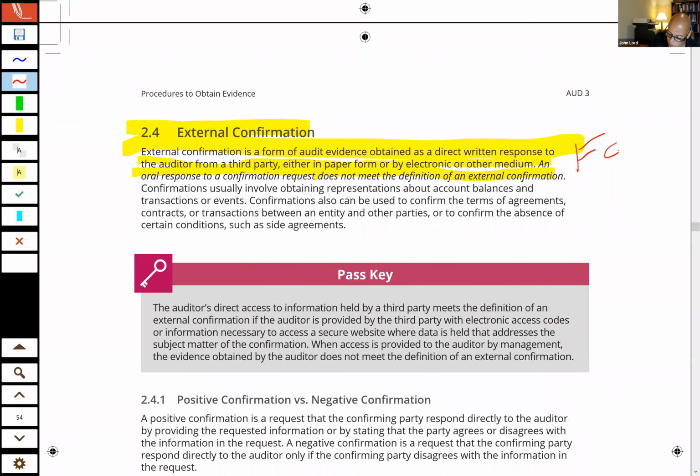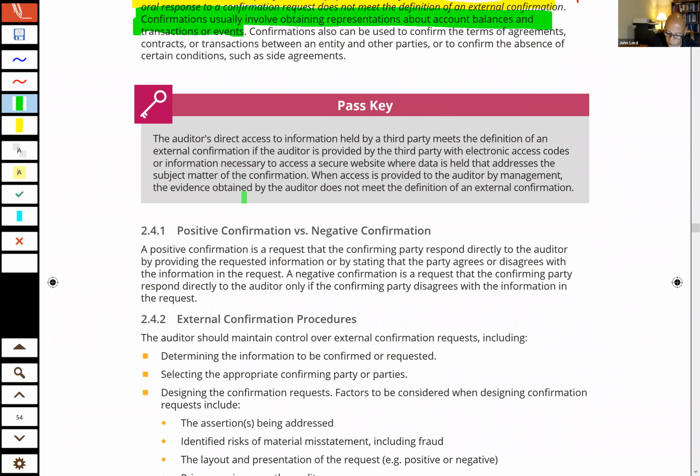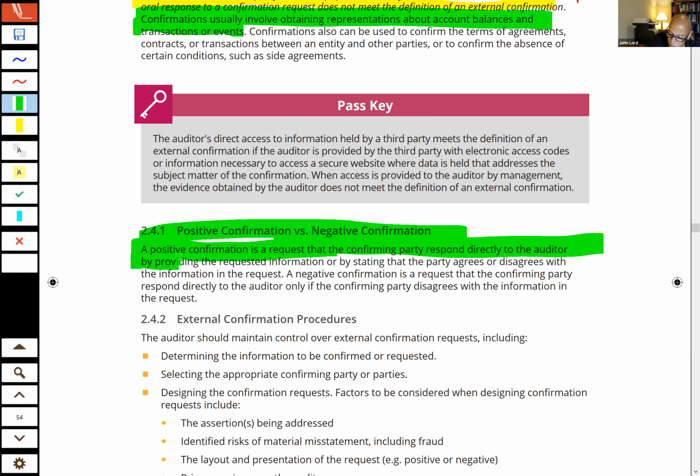And so confirmations usually involve representations about account balances, and it's really used quite a bit for accounts receivable. I mean, that is the classic step for our accounts receivable testing. Now, a positive confirmation requests that the confirming party respond directly to the auditor, by stating that the party agrees or disagrees with the information in the request.